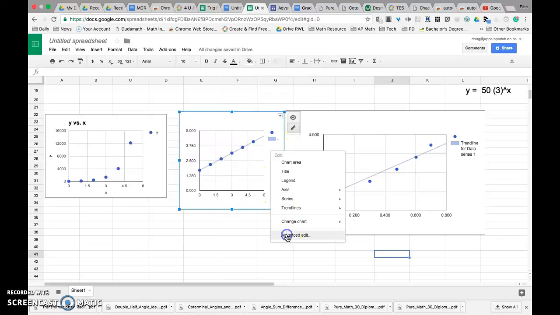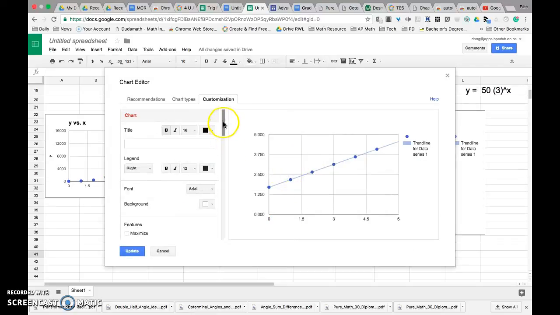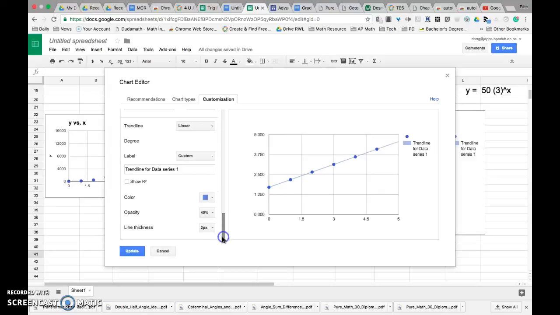Okay, oh, by the way, when you get into your table, one of the things that you can do is, it's called advanced edits, and under advanced edits, you go down, and eventually you're going to come to trend line. And trend line, you can pick linear, exponential, polynomial. We want to pick linear to see if the data is in fact linear.